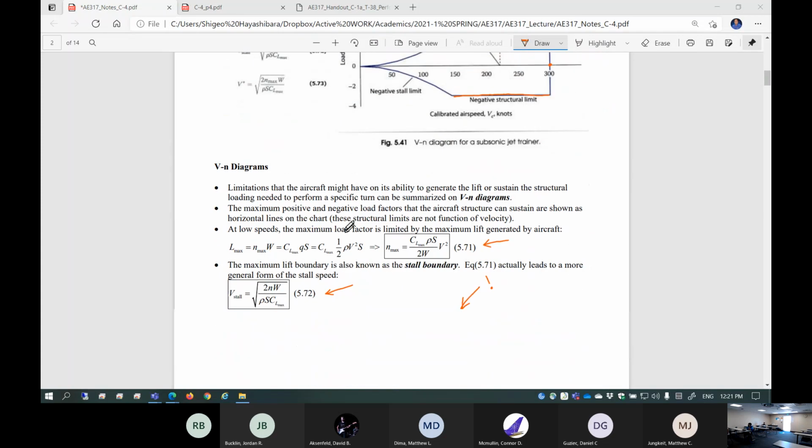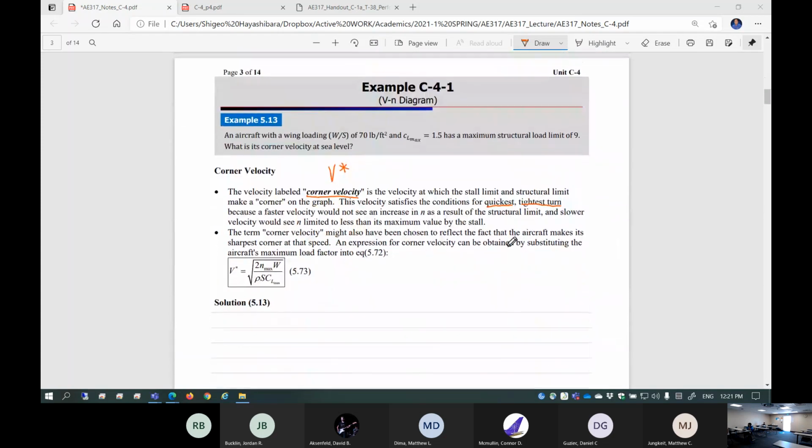All right, so let's take a look at example C for one, a very easy plug and check example. An aircraft with a wing loading. Wing loading can be defined by the weight of the airplane divided by wing area, which you know. A high wing loading airplane is, of course, not desirable because it is going to be very difficult to slow down. Stall speed tends to be higher.